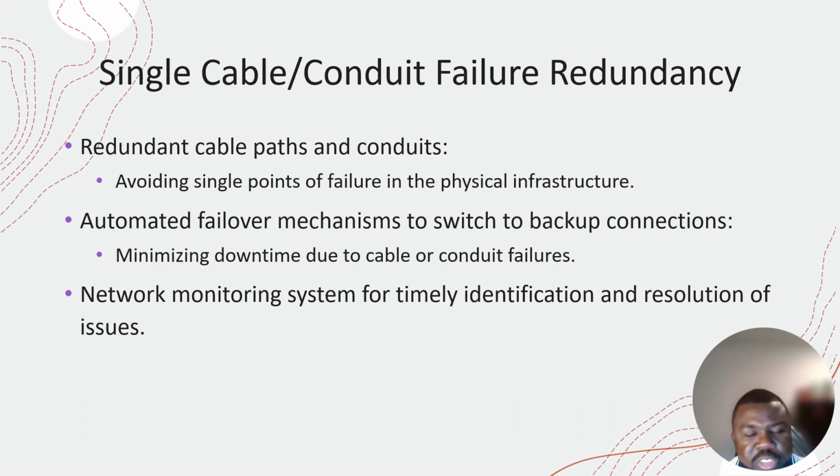Looking in more detail at our single cable or conduit failure redundancy strategy, we will avoid any single points of failure in the physical infrastructure by ensuring that we have redundant cable paths and conduits. Most importantly, we will minimize downtime due to cable or conduit failures by having automated failover mechanisms to switch to backup connections in place. A network monitoring system for timely identification and resolution of issues would also be carried out to ensure that this does not affect our 5 nines uptime target.